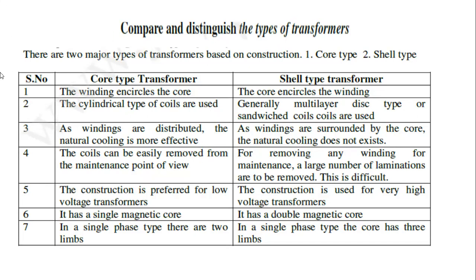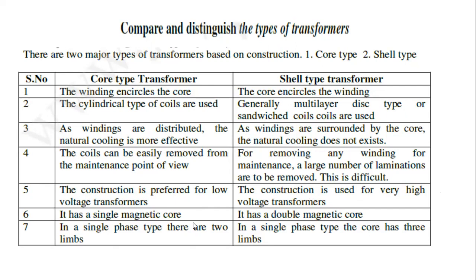For removing any windings for maintenance, a large number of laminations are to be removed. This is a difficult process for removing the windings in the case of shell type transformers. This construction is preferred for low voltage transformers. These core type transformers are preferred only for low voltage transformers, and the shell type transformer construction is used for very high voltage transformers.